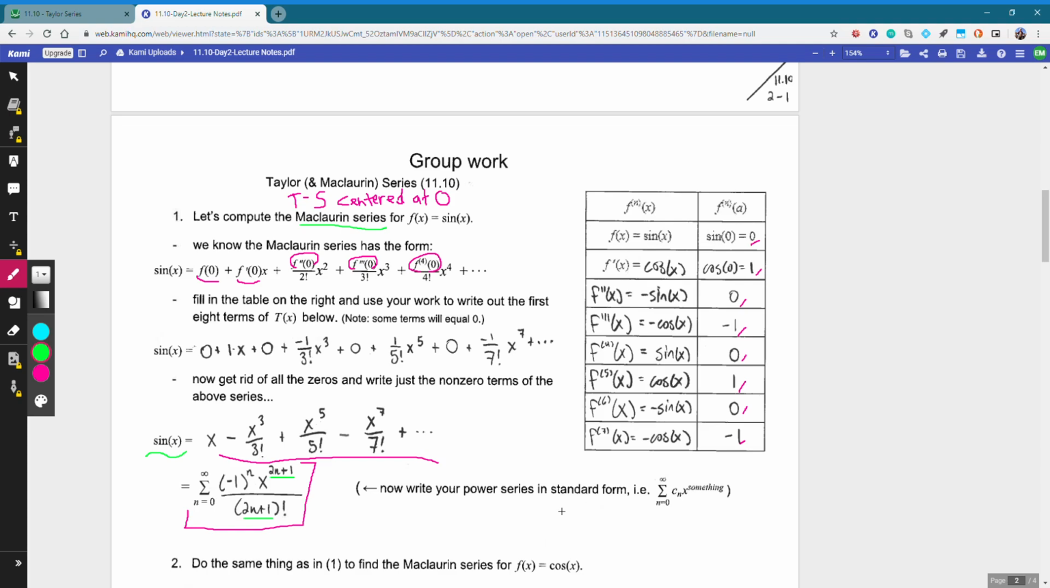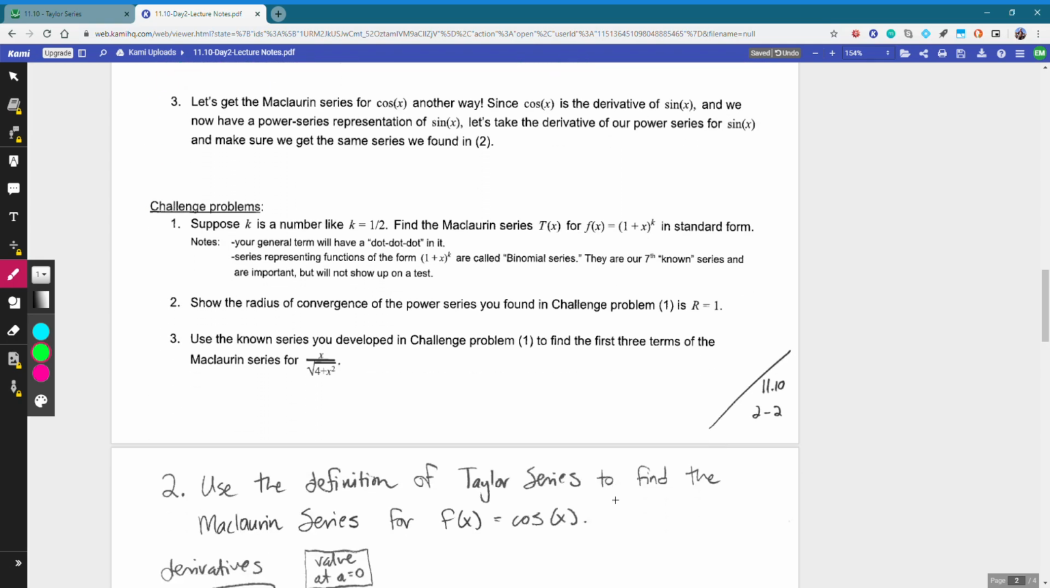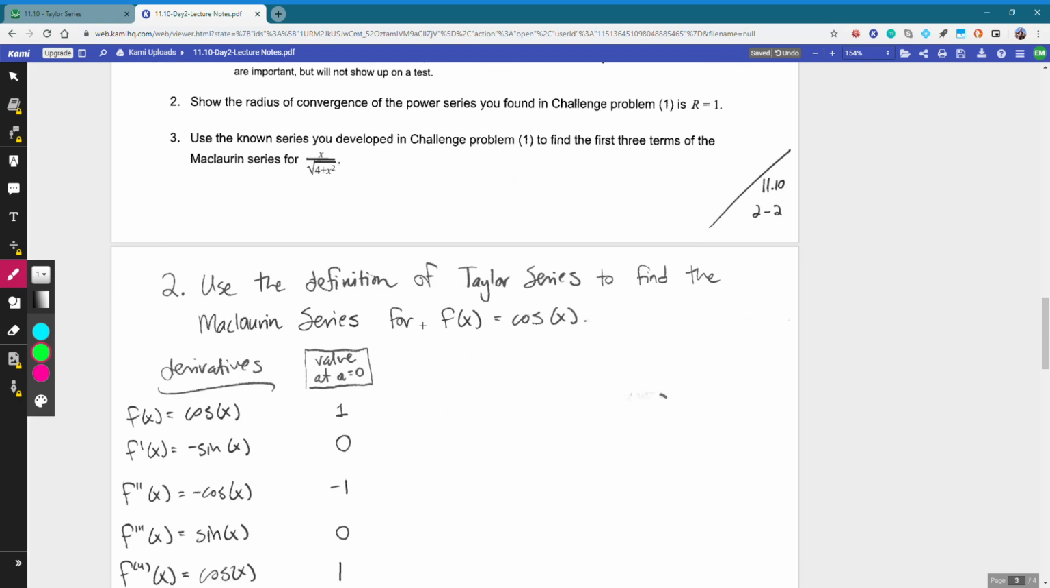If you haven't had a chance yet to work through the same procedure, cranking through derivatives, evaluating at the center, and feeding in, seeing what we get, for cosine of x, pause the video here and take a minute and work through that and see what you get. All right, so let's talk through that. I have it on a separate page down here. So what we're doing here, cranking through the derivatives, this is what we call using the definition of Taylor series to work through these.